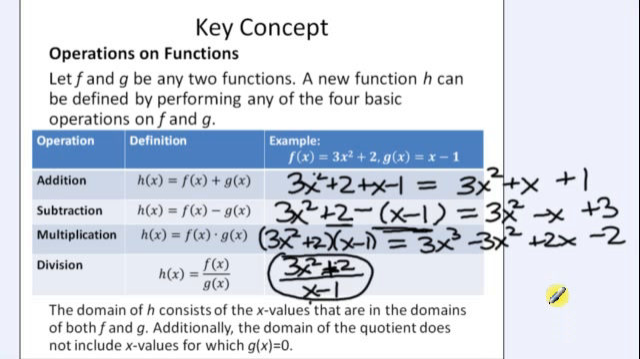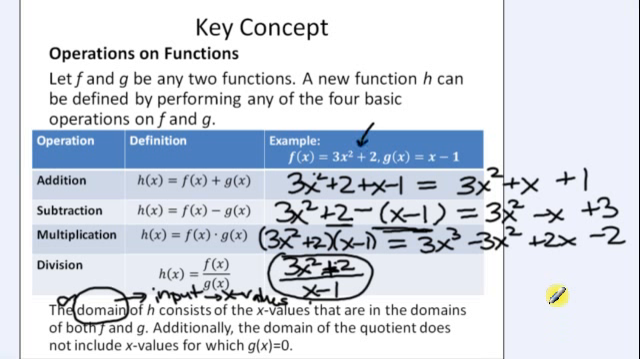Now, another key concept we need to talk about in reference to these is domain. You might remember domain is the input or the x values of a function. So as it says here, the domain of h consists of the x values that are in the domains of both f and g. Additionally, the domain of the quotient does not include x values for which g of x equals 0.